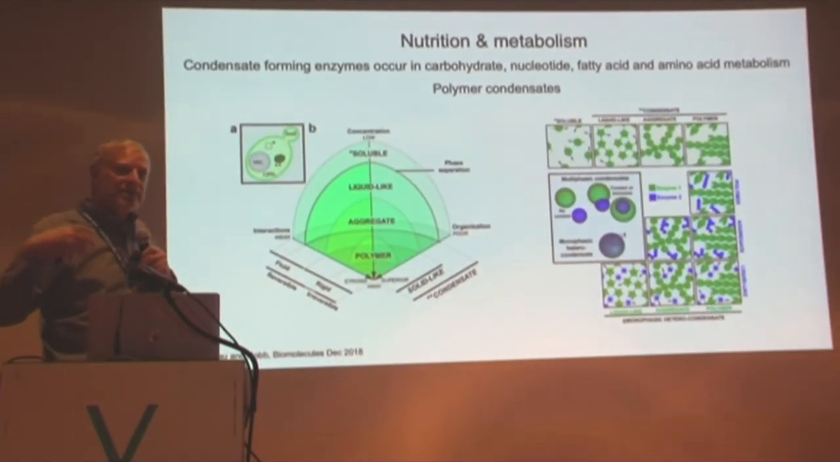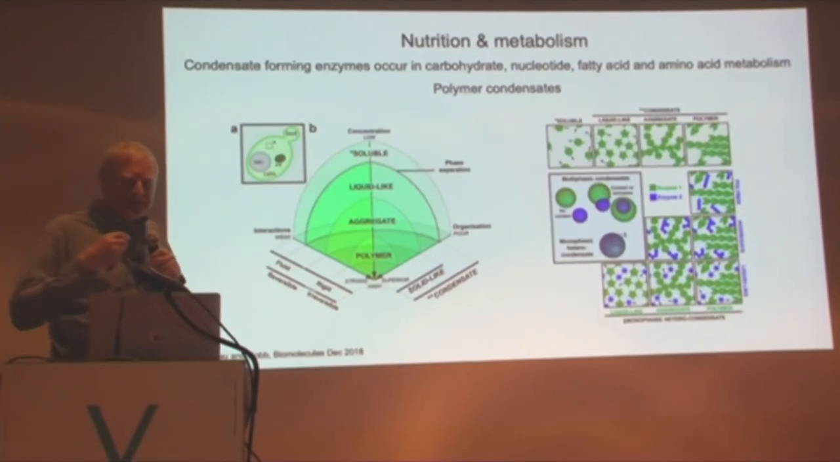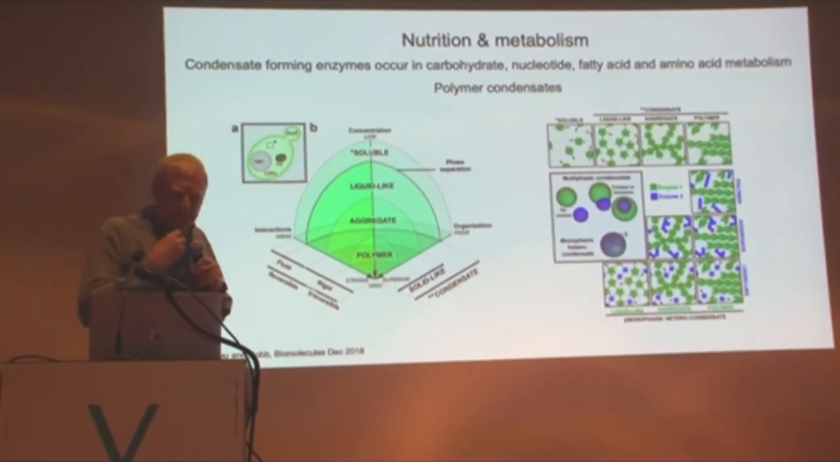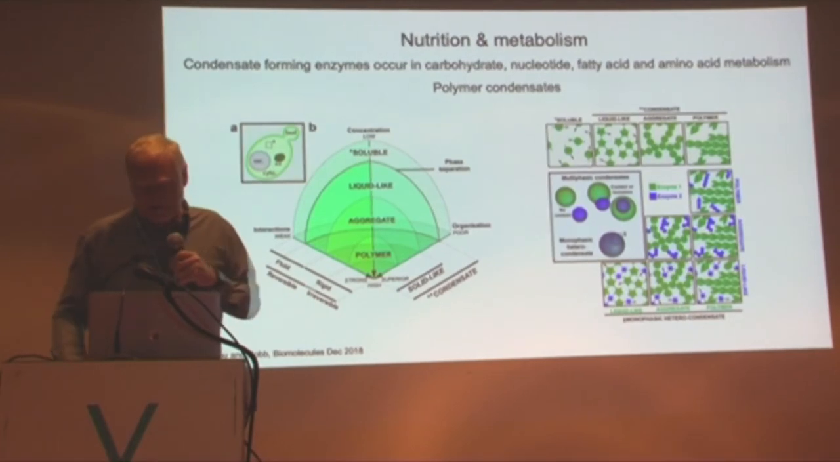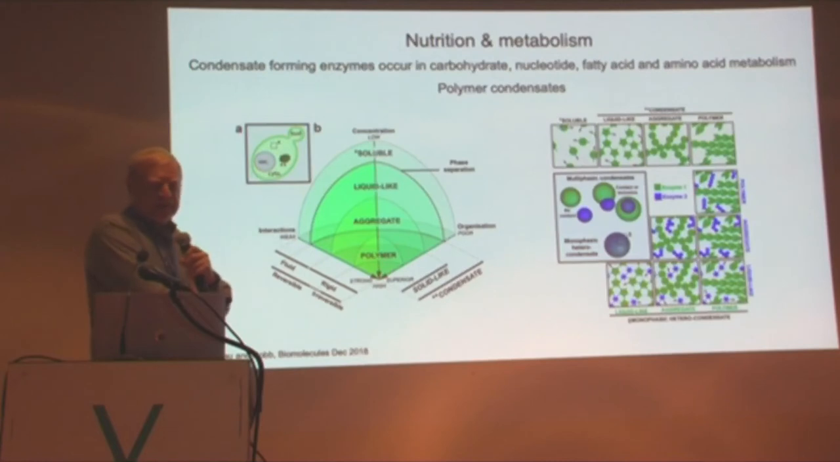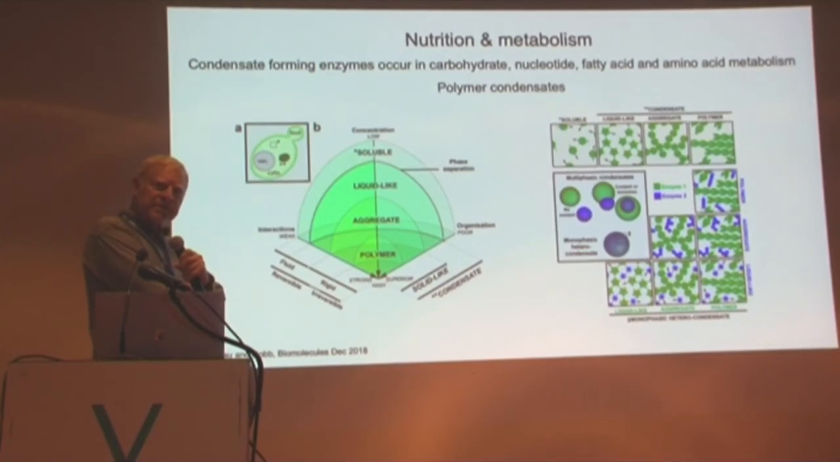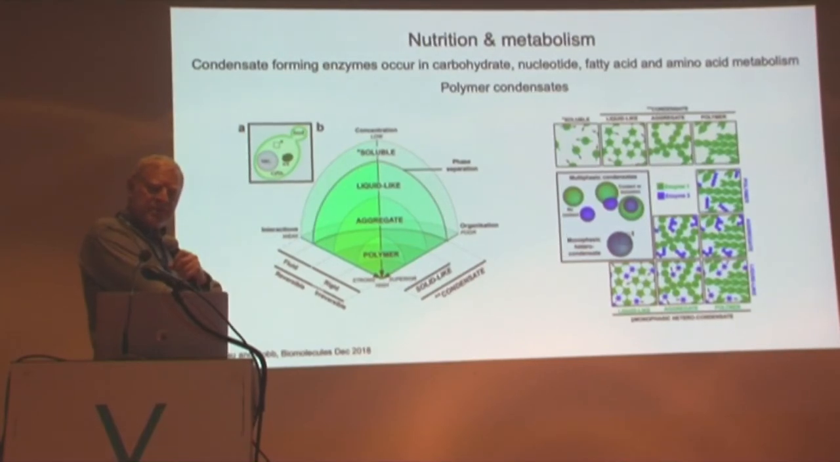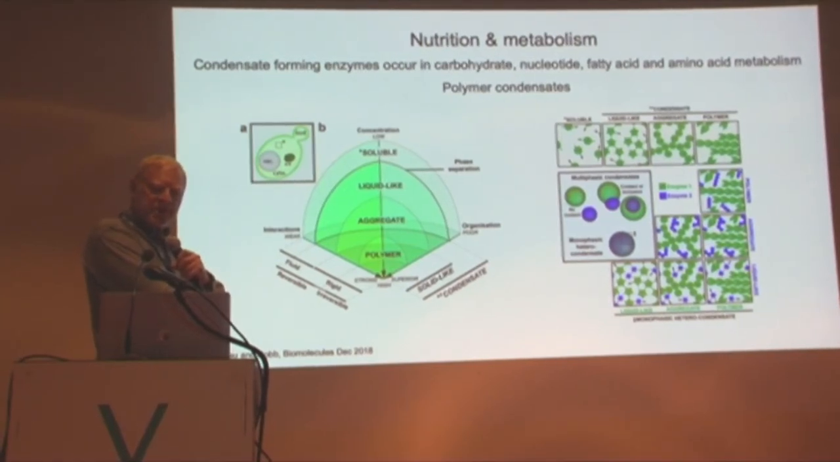Nutrition and metabolism. It turns out that a substantial fraction of the enzymes that are involved in specific kinds of metabolism are forming condensates. But these are a different type than the ones we've been studying in the nucleus. These are polymeric and have some interesting and different properties as far as they've been studied.